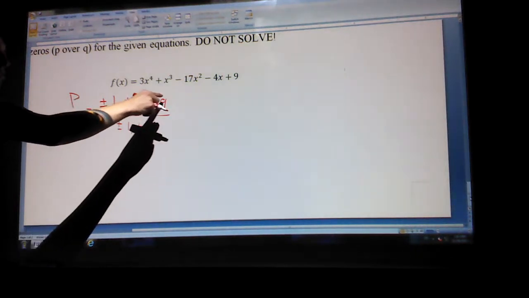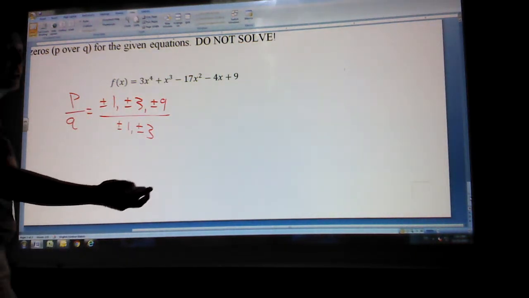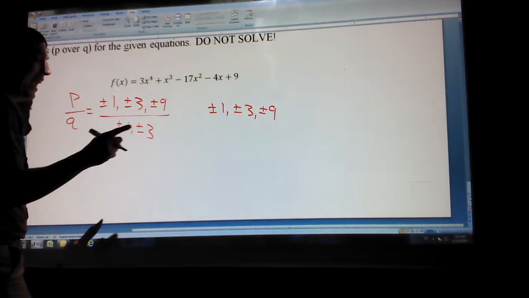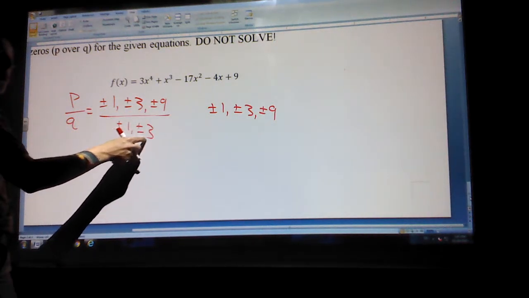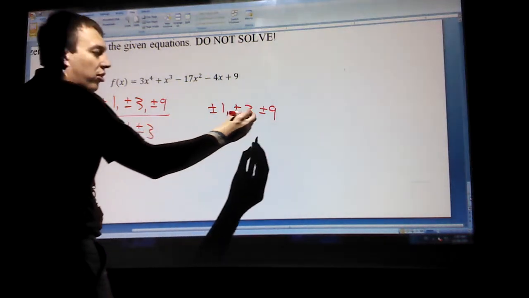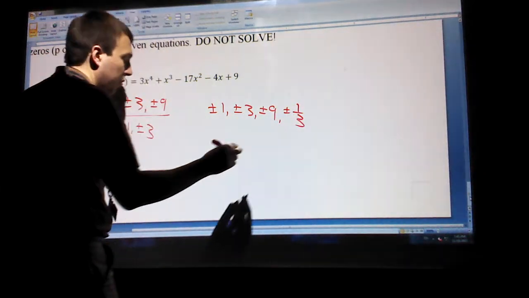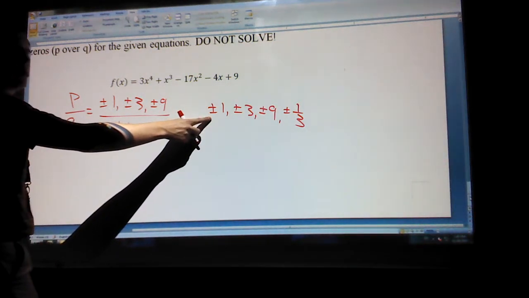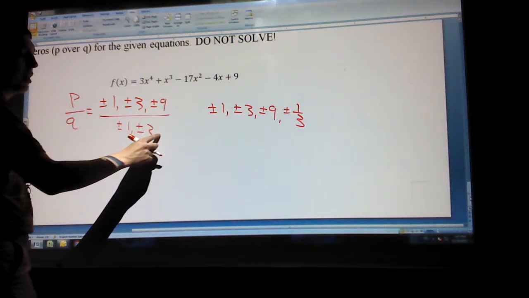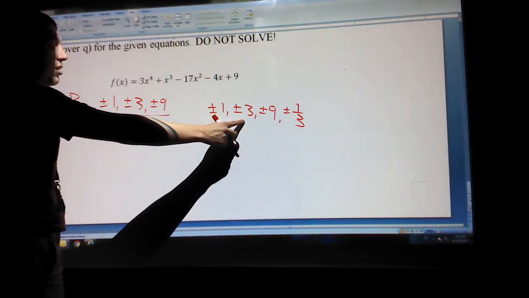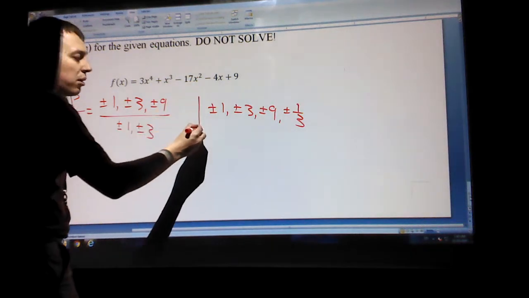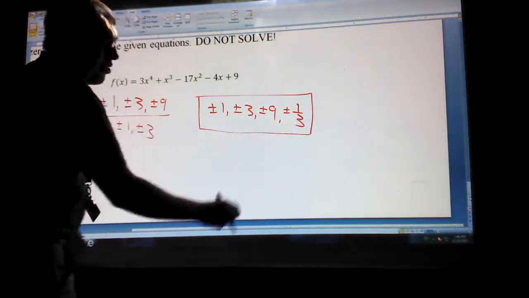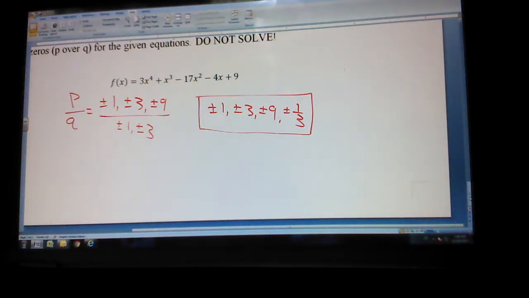You need to take all these numbers on top and divide by 1. Super easy. Plus or minus 1, plus or minus 3, plus or minus 9. And you have to divide all of these by 3. 1 divided by 3 is a third, plus or minus 1/3. 3 divided by 3 is 1. We already have 1, but if you would like to repeat it, I'm not going to take it off. 9 divided by 3 is 3. And I'm not going to take it off if you repeat it again, but this is what I'm looking for. I am not looking for simply P over Q. I want you to know that 1/3 is also a possible 0.